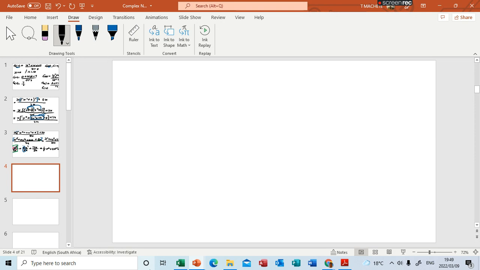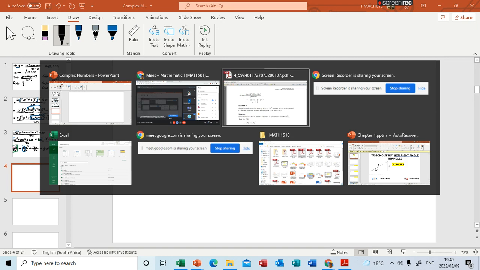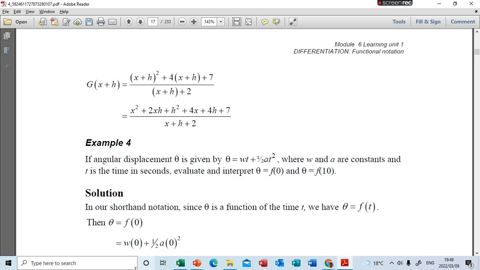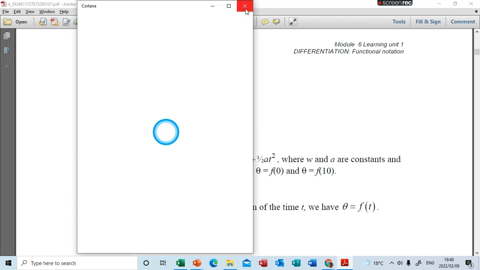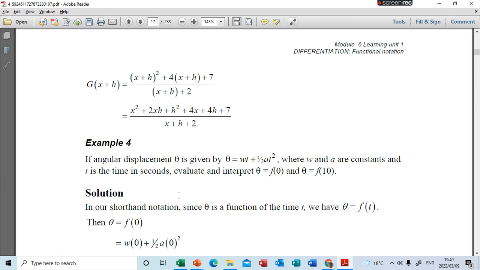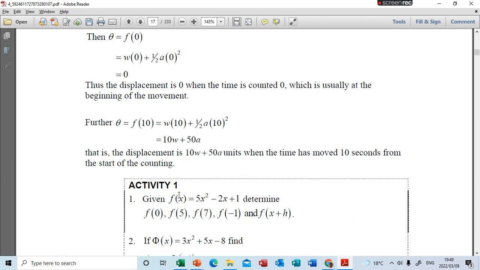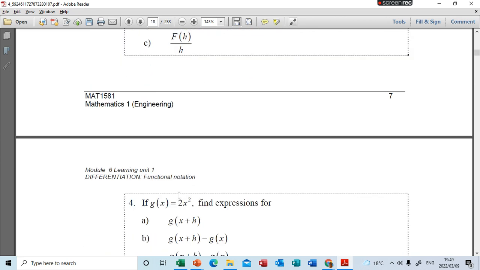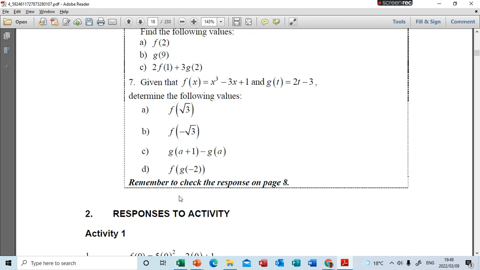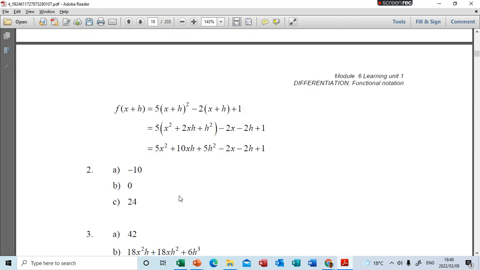Yeah, guys. Okay, let's work. There's no question. Let's move. That's exactly what they did there on that example. They simplified. Then let's move. Welcome.